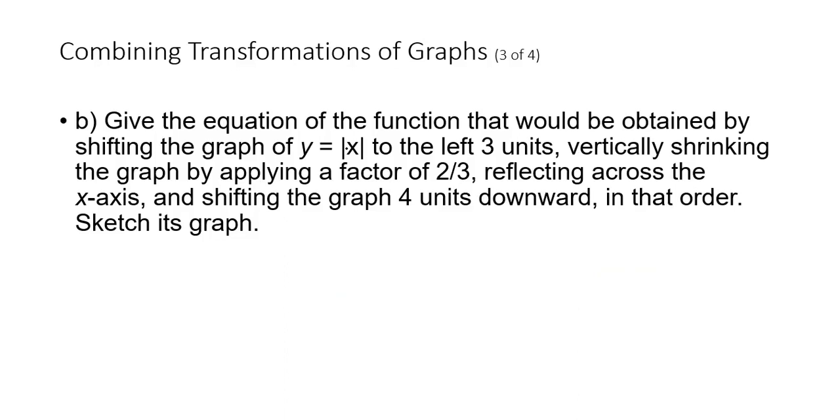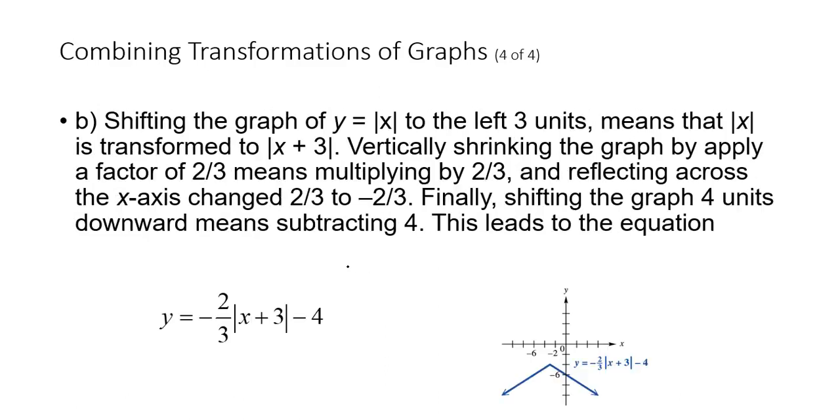Given the equation of the function that would be obtained by shifting the graph of y is equal to absolute value of x to the left 3 units, vertical shrinking the graph by applying a factor of 2/3, reflecting across the x-axis, and shifting the graph 4 units down, in order to sketch its graph.